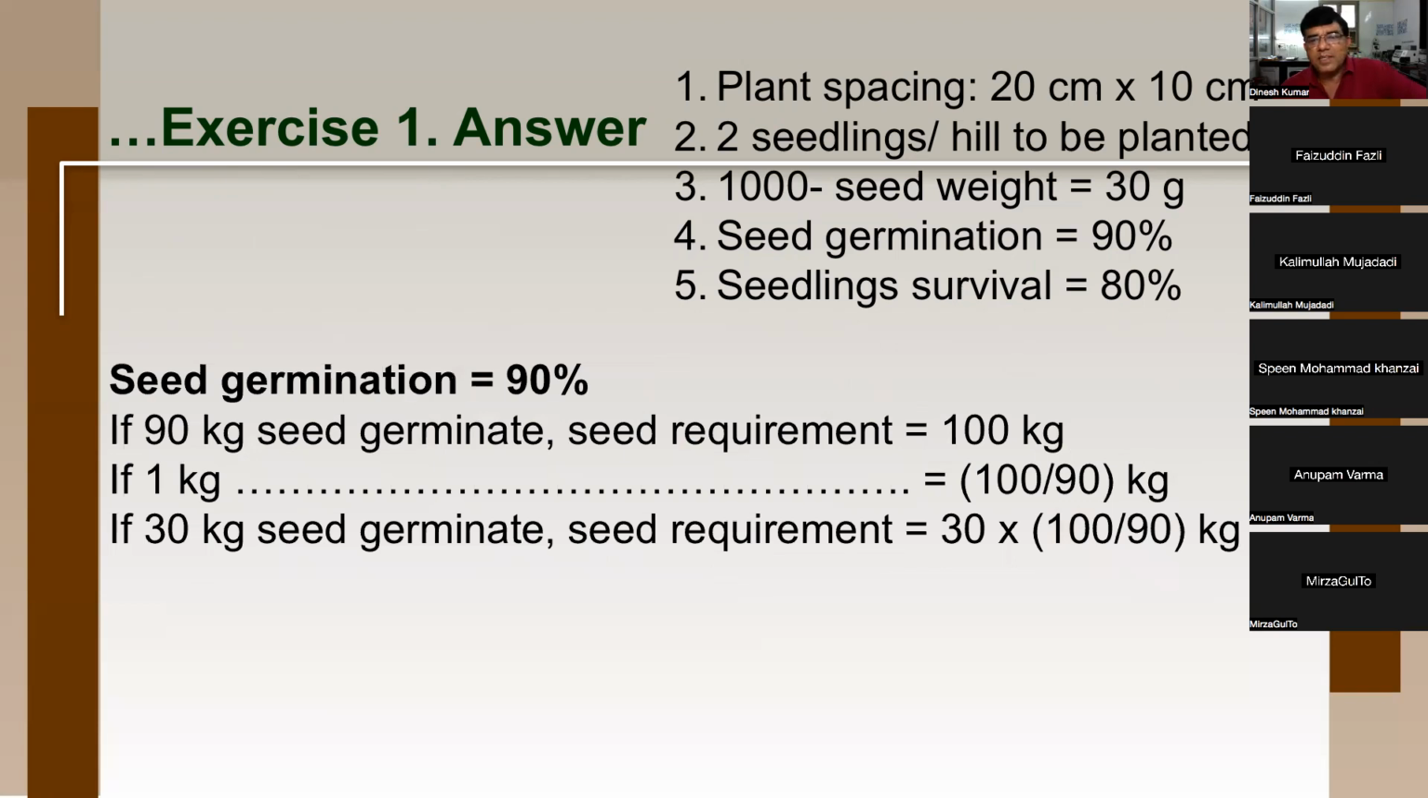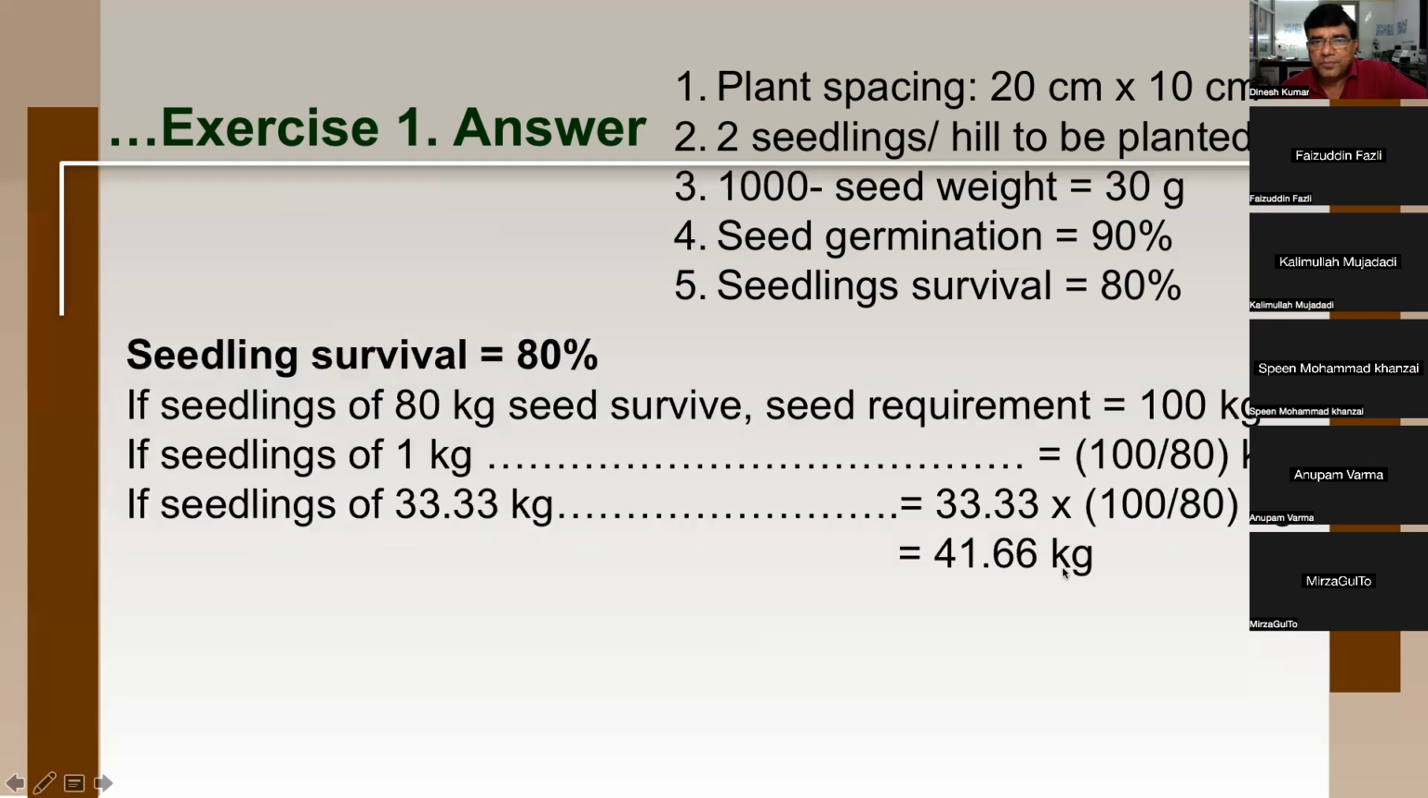Now seed germination is 90%. Now we need to adjust because there will be 10% death. 10% of seed will not germinate. So therefore we need to increase the seed. So if 90 kg seed germinate, then seed requirement is 100 kg. If 1 kg seed germinate, then seed requirement is 100 by 90. If 30 kg seed germinate, seed requirement will be 30 into 100 by 90. So you will get some value.